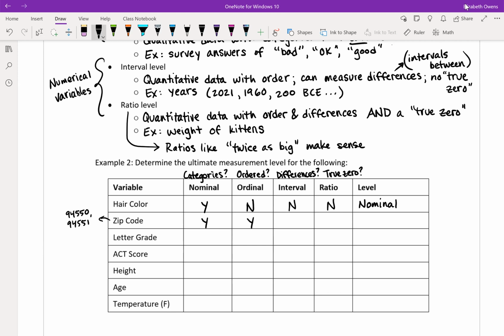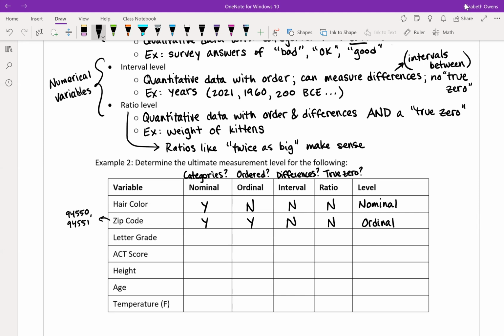So yeah. Now, differences between zip codes. We could subtract those numbers and say the difference between 94550 and 94551 is 1. But in the interval level, those differences have to make sense and mean something. Like how in our example of years, you could find the number of years between 2021 and 1960, and that actually means something. In terms of zip code, finding the difference between those two zip codes to be 1 doesn't really have any meaning for what the Postal Service is doing. So the differences don't have meaning behind them. We don't get that interval level of measurement. And then there's also no true zero zip code. So this is the ordinal level of measurement.